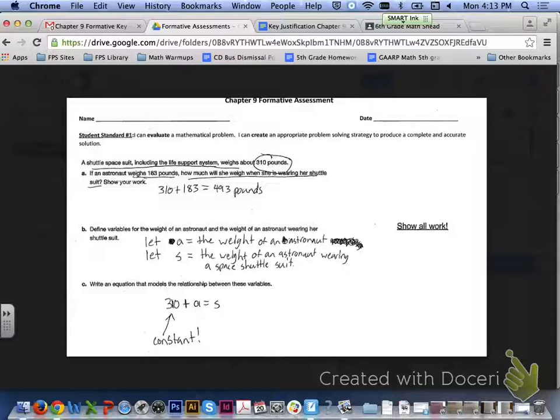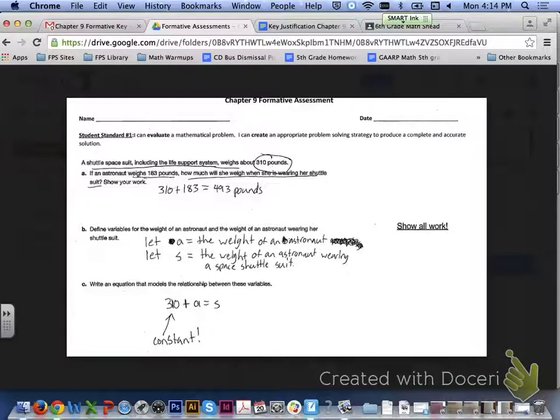Show your work. So if she weighs 183 pounds plus the 310 pounds from the life support system, she's going to weigh 493 pounds while she is wearing her suit. So those two things combined together, 493 pounds. Letter B, define variables for the weight of an astronaut and the weight of an astronaut wearing her shuttle suit. So they tell you what variables you need to define. So you need to make sure that you lay that out accordingly.